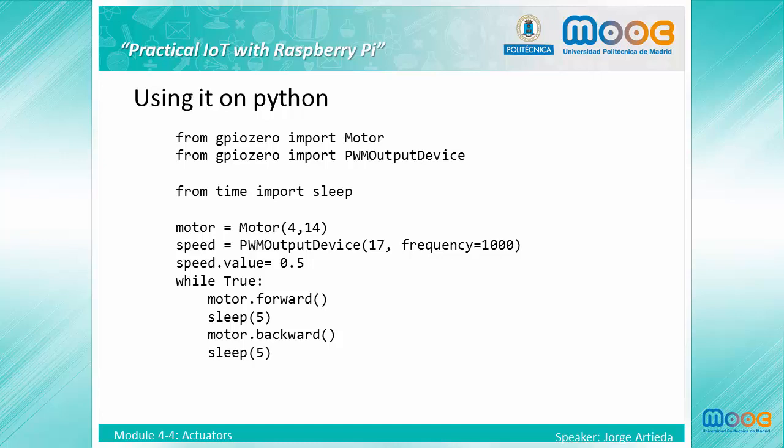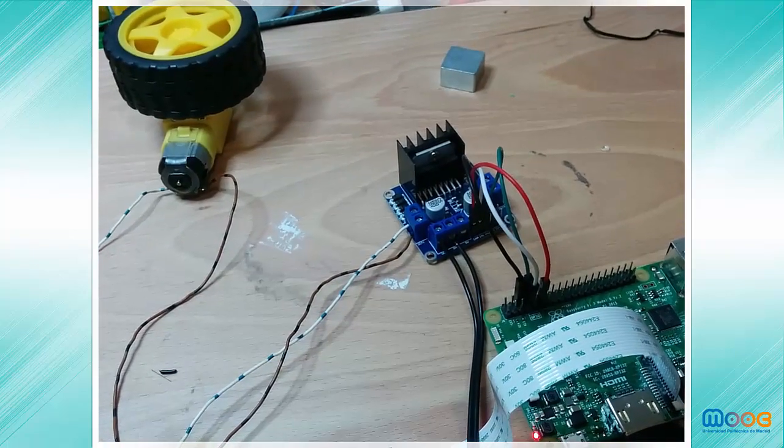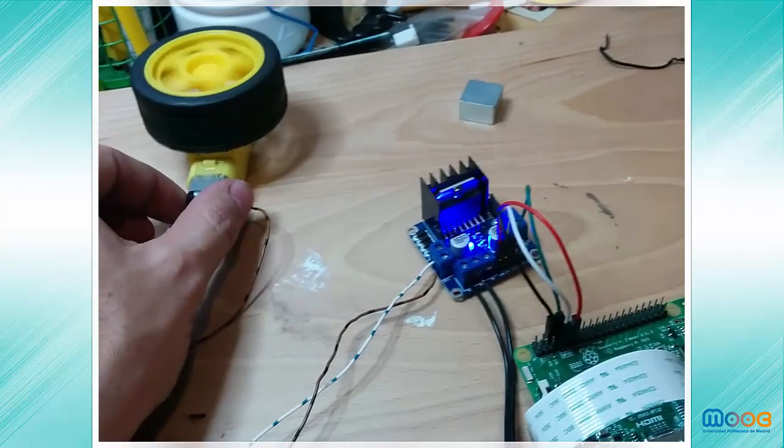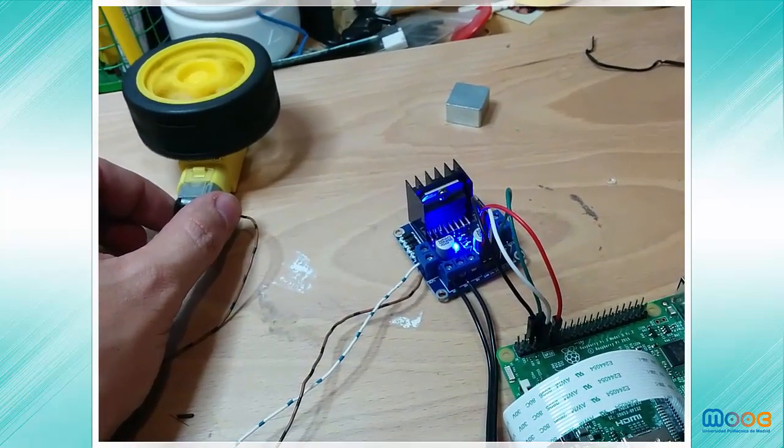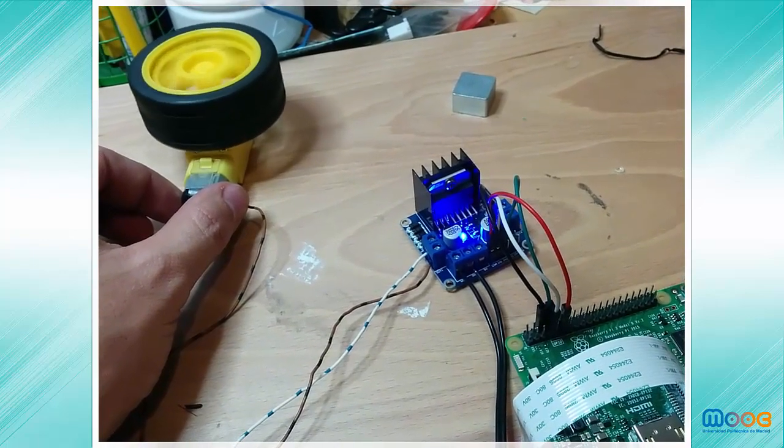LM298 has a pin called Enable, which is very convenient to connect to our pulse. Through this pulse, we connect and disconnect the whole bridge, regardless of which input signal is active. In this example, we must connect the Enable pin to the pin 17. The result of the program is shown in this video, where we can see how the motor reverses its direction every 5 seconds.